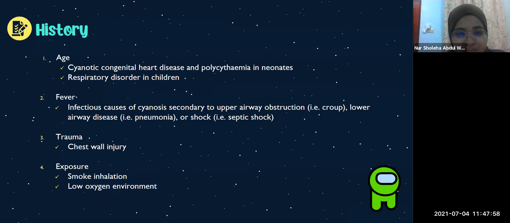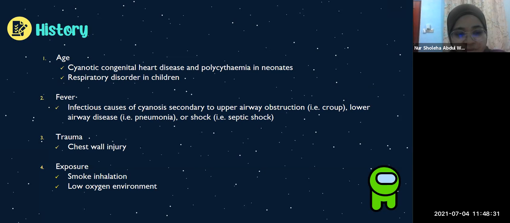This is because in neonates, the common causes of cyanosis are cyanotic congenital heart disease and polycythemia. Meanwhile, in children, the most common cause of cyanosis is respiratory disorder. Second, we need to know whether the patient has a history of fever or not, because we want to rule out any infectious causes of cyanosis secondary to upper airway obstruction, for example croup, lower airway disease such as pneumonia, and also shock. And then we also need to ask whether the patient has a history of trauma or not, because we want to rule out any chest wall injury.